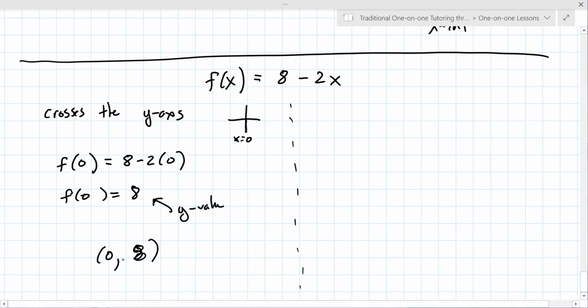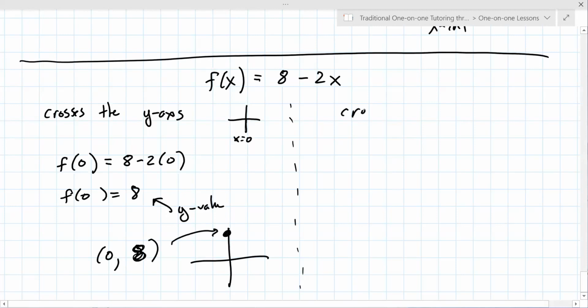So read this ordered pair out loud. 0, x is 0, and y is 8. Excellent. So (0, 8), x is 0, y is 8. And did you set x equal to 0? Yes. And that's the y-intercept. So the y-intercept is up here because that's that ordered pair. That's where it crosses the y-axis. 0 and 8.